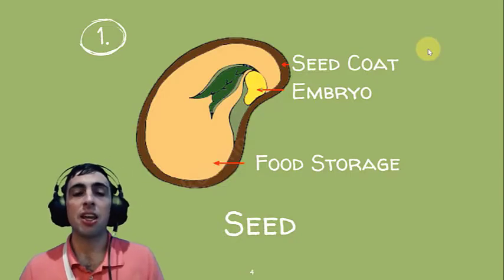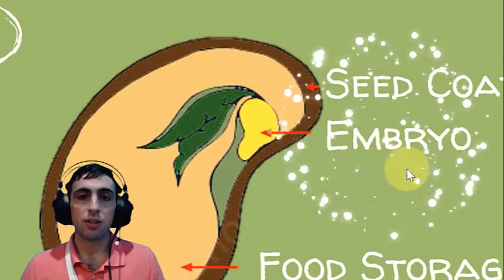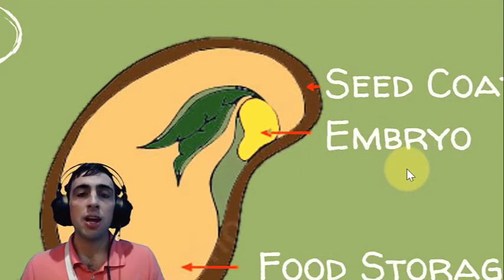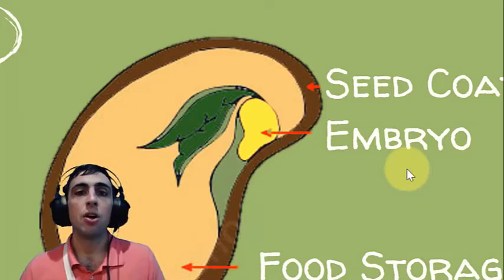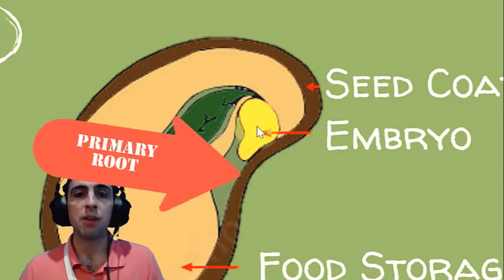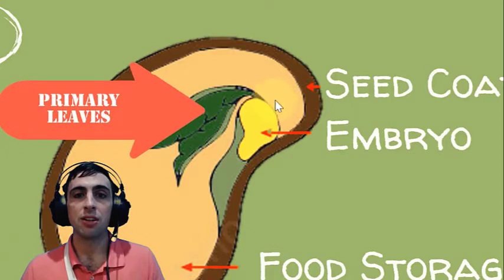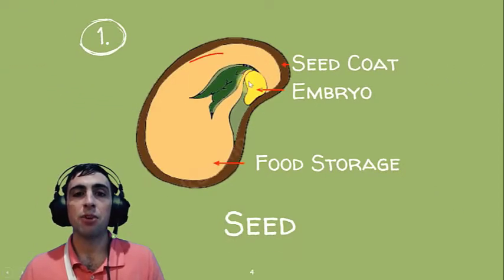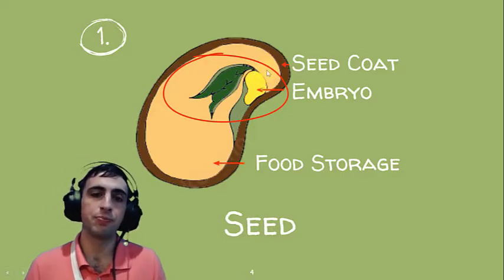Our second thing labeled in the diagram is the embryo. An embryo is something at its earliest stage of life. We see the embryo of the plant right here. This will grow into a plant. We see the primary root right here and the primary leaves. This is the embryo. This is what is going to sprout out of the seed.